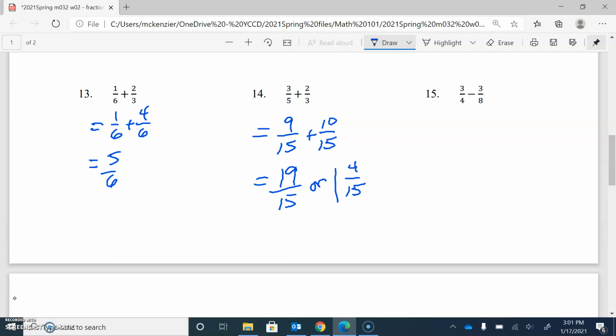For problem number 15, the common denominator is an 8, so that would give us 6/8, multiplying top and bottom by 2, minus 3/8 is 3/8, and that's all we can do for that answer.